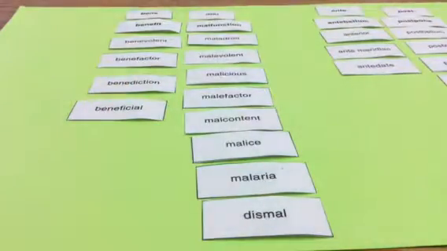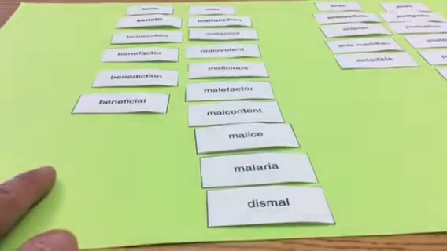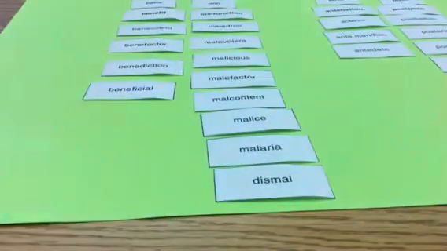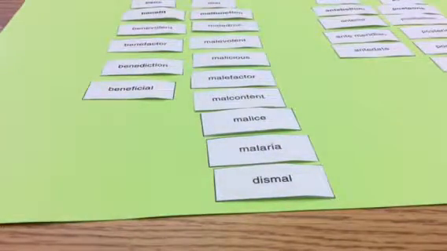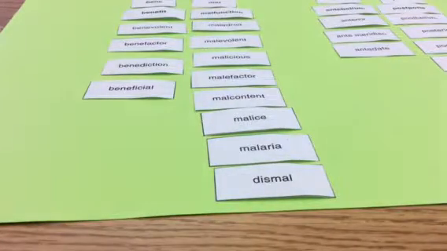Malcontent means you're just not happy no matter what. Malice is doing something wrong and knowing that it's wrong. Malaria is a disease that could make you sick or even cause you to die. And dismal just means like a bad day. If the weather is bad or cloudy and rainy, we say it's dismal.